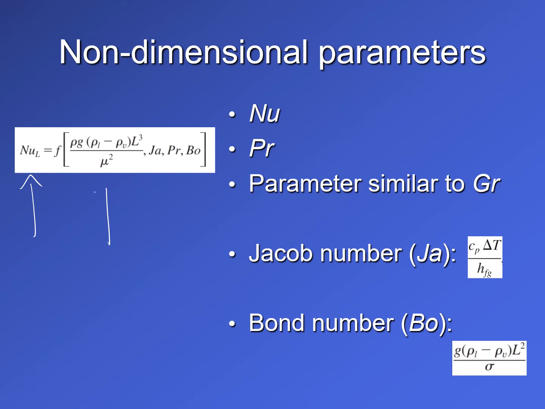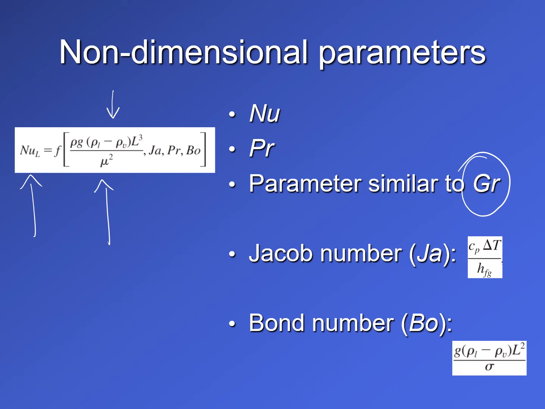The first one here being something which looks like a Grashof number. If you recall the Grashof number from the natural or the free convection discussion in the previous lecture, here the only difference is that instead of the density difference that we had written as rho minus rho infinity, we have the rho liquid minus rho vapor. We're talking about phase change here, so that's the reason we have rho liquid and rho vapor here.